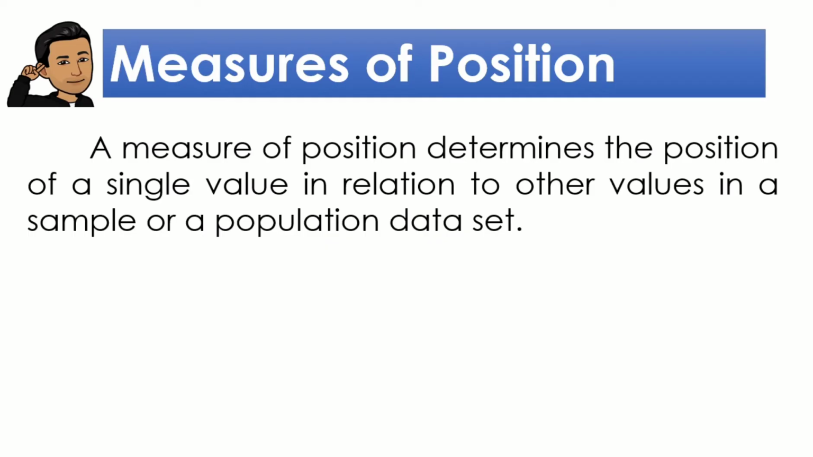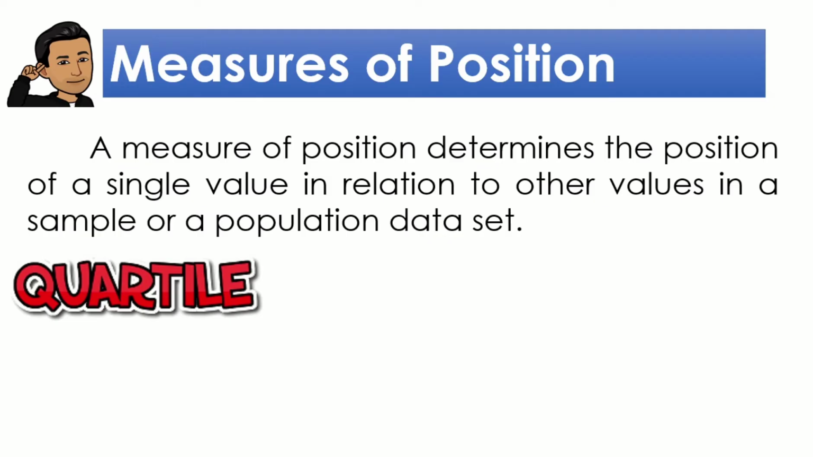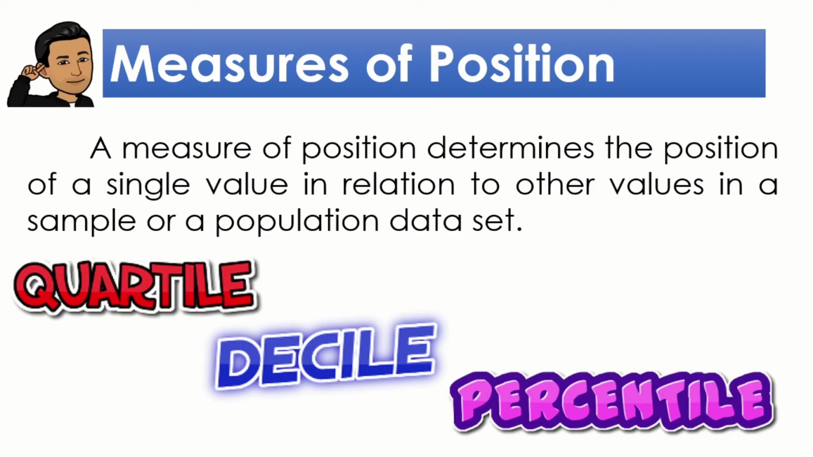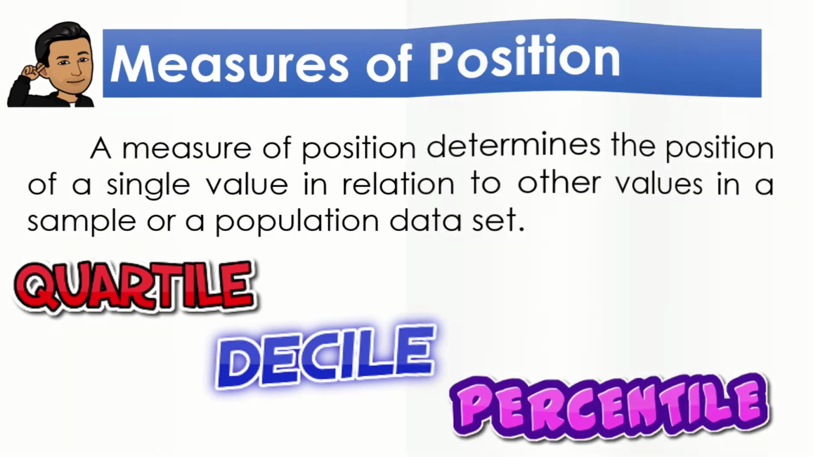Measures of position. A measure of position determines the position of a single value in relation to other values in a sample or a population dataset. Meron tayong tatlong measures of position na ginagamit natin. This is the common measure of position na ginagamit natin: the quartile, decile, and percentile. So yan yung tatlo nating i-discuss ngayon. Simulan natin sa quartile.